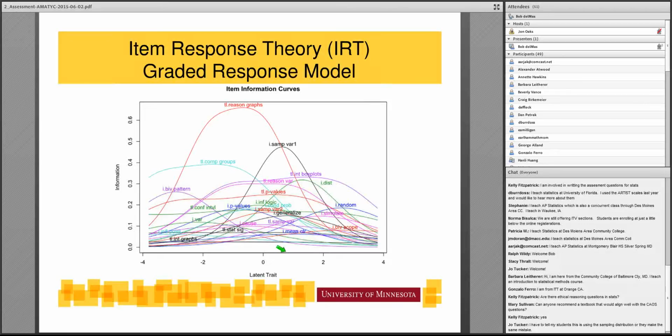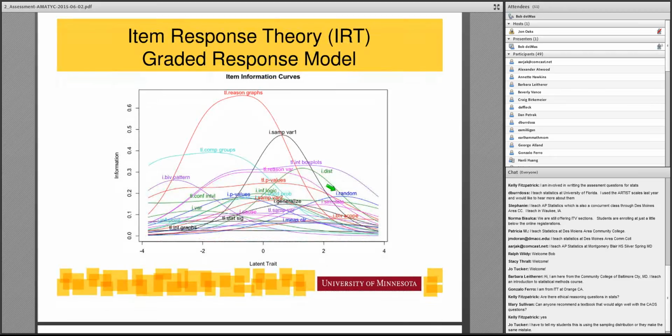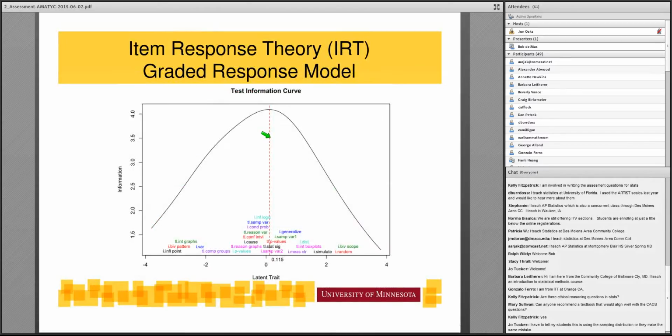And then there are other items, such as an item that has to do with understanding random, and that's a more difficult item. It's given us information in the upper range, from 2 standard deviations to 4 standard deviations above. Okay, so there are lots of lines here, one for each item, and you can see that some items give us information across the whole spectrum, other items more information at specific areas, but altogether, I'm going to move to the next slide, they give us information that runs the gamut.